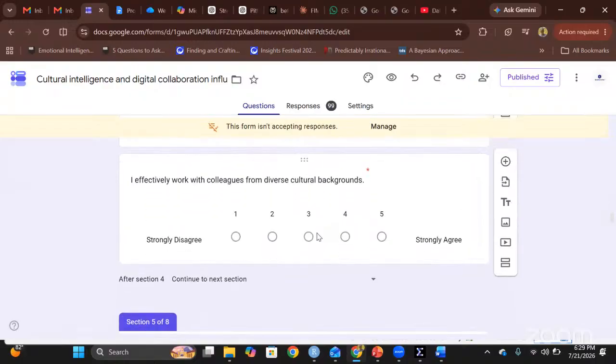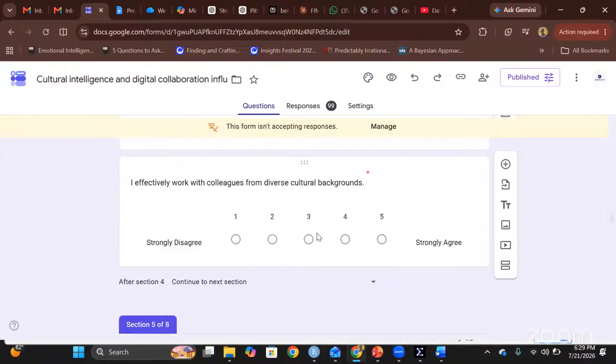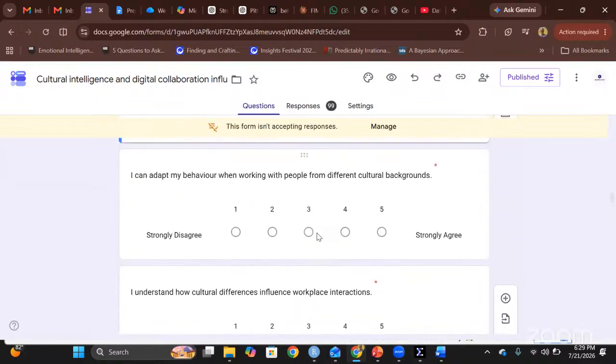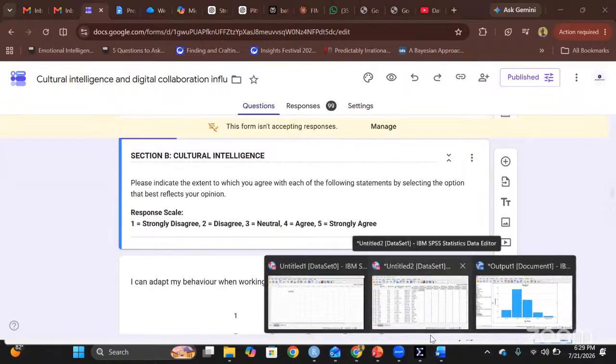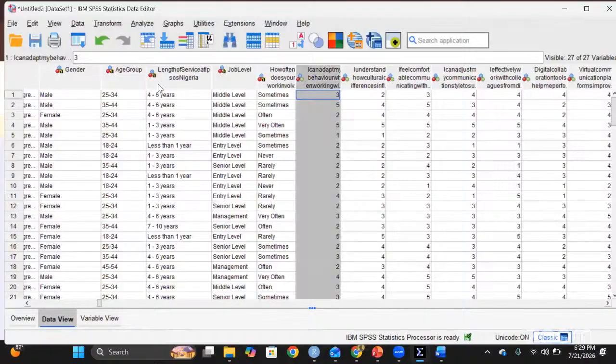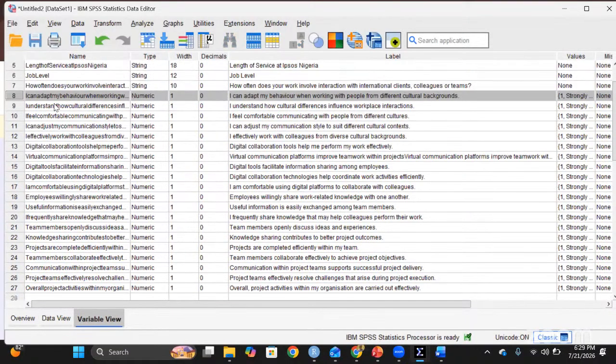I effectively work with colleagues from diverse cultural backgrounds. So we have these 5 questions that are measuring what? Cultural intelligence. So the next thing you do is go back to SPSS to ensure that you know where those questions are. So there are 8, 9, 10, 11, and 12. You can see "I effectively work with colleagues from diverse backgrounds" and "I can adapt my situation." So 1, 2, 3, 4, 5.